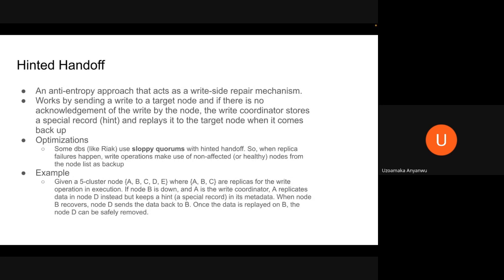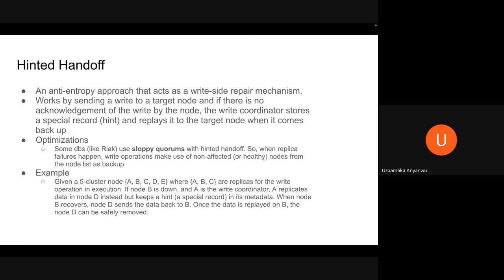So this works when the coordinator node sends a write to the target node, right? If the target node does not acknowledge the write sent by the coordinator node, maybe due to a node failure, the write coordinator stores a special record in the metadata. Then when the node gets back up, it sends that hint back to the target node so that it can have all of the missing updates.